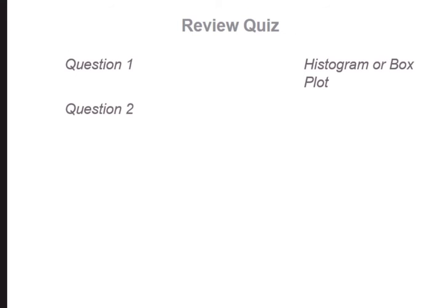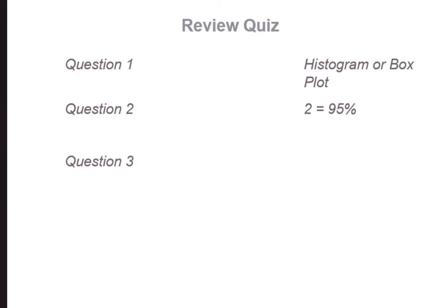Question 2. How many standard deviations will encompass 95% of the data? The answer is 2. Remember, one standard deviation will encompass 68% of data points. 2 standard deviations will encompass 95%. And 3 standard deviations will encompass 99.7%.